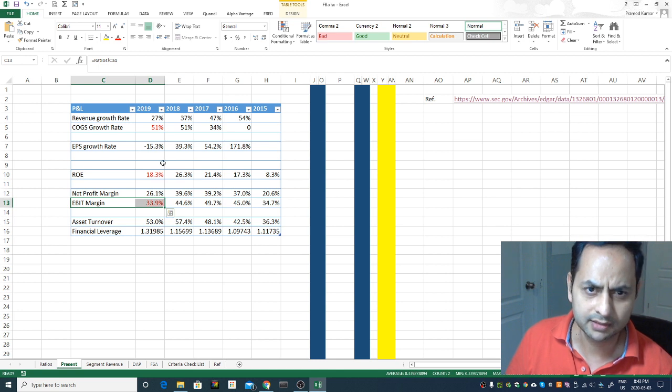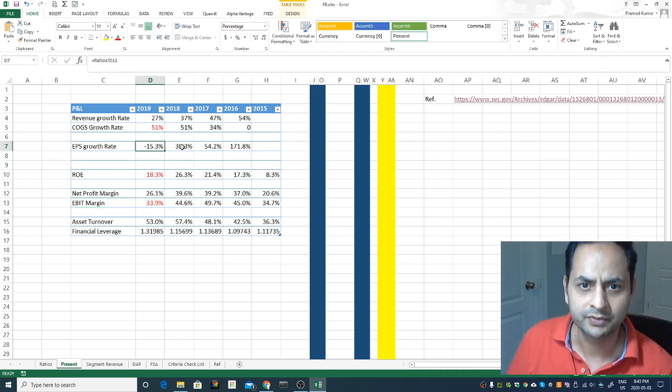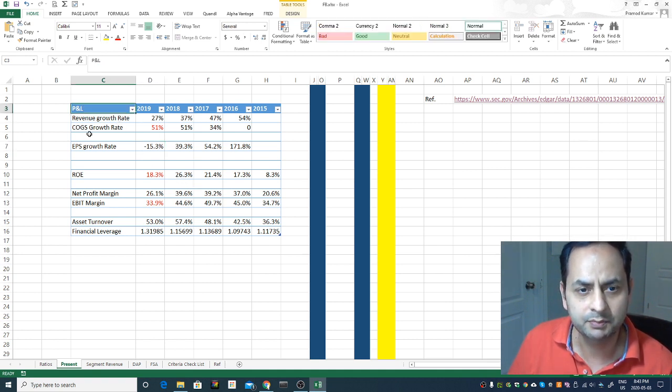So far I notice these ratios are quite decreasing, but if I keep this noise aside and assume they will come back within 1 or 2 years, that's my take on that one. So this is from the P&L.